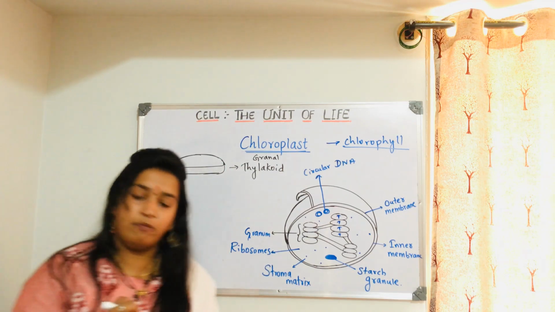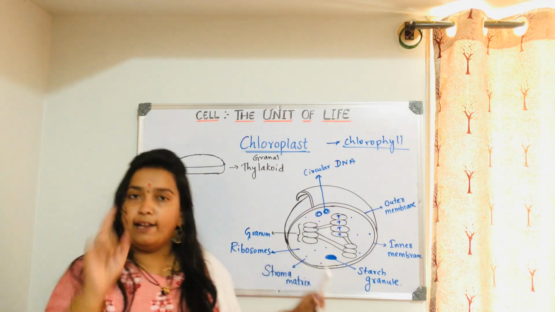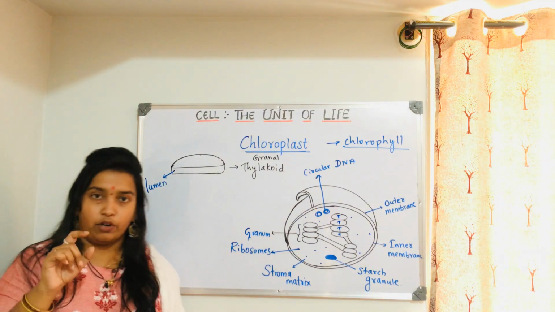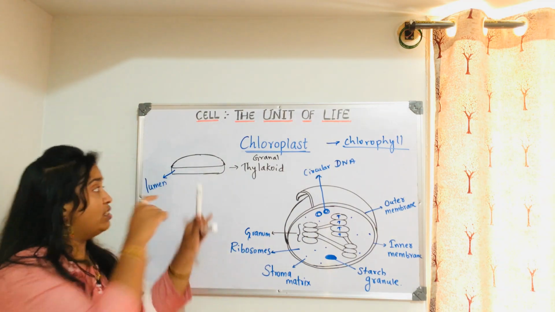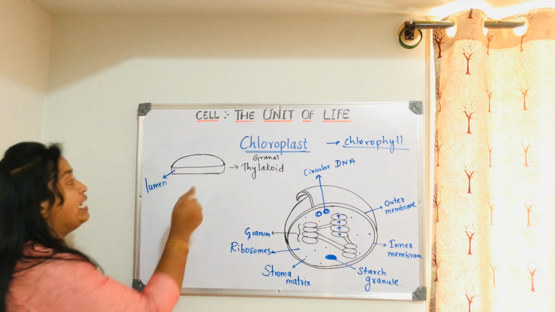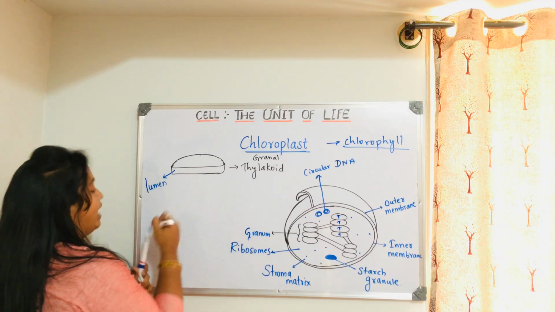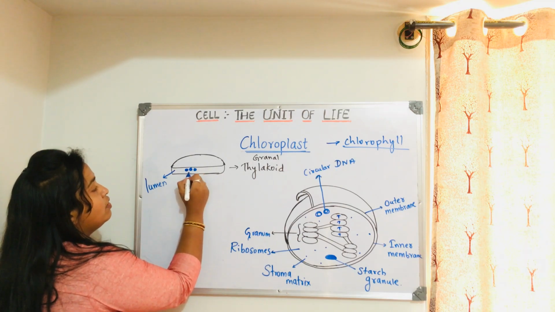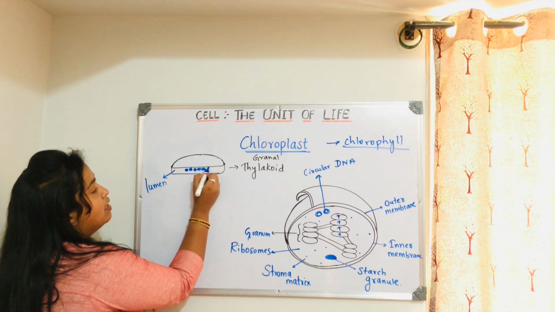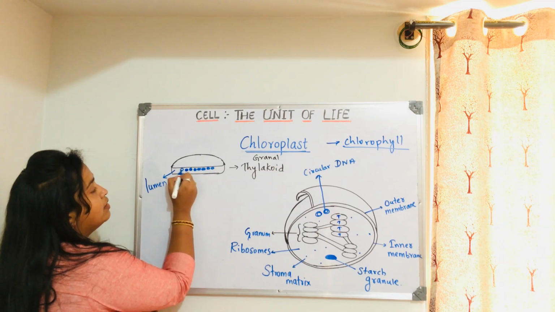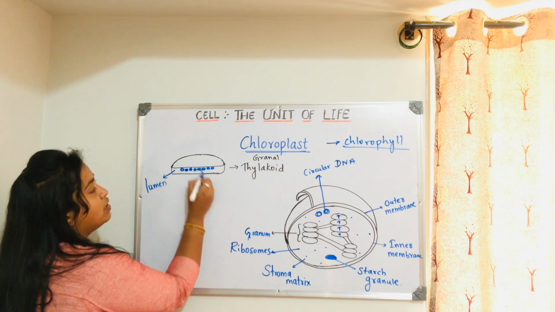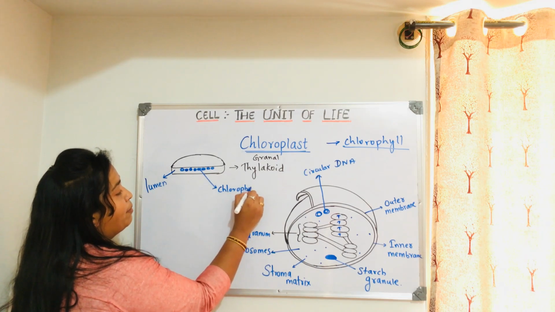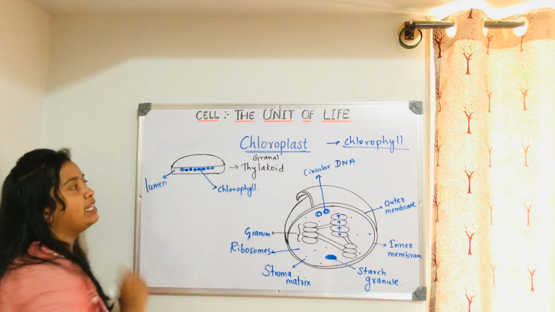And this thing is same for even the stromal thylakoid also. But I am showing only one thylakoid. So when you take a section of the thylakoid, the space which is there here is called lumen. Now inside this lumen, you will find structures like this. They are towards the membrane. Okay, these structures are called chlorophyll pigment. Chlorophyll is present here.